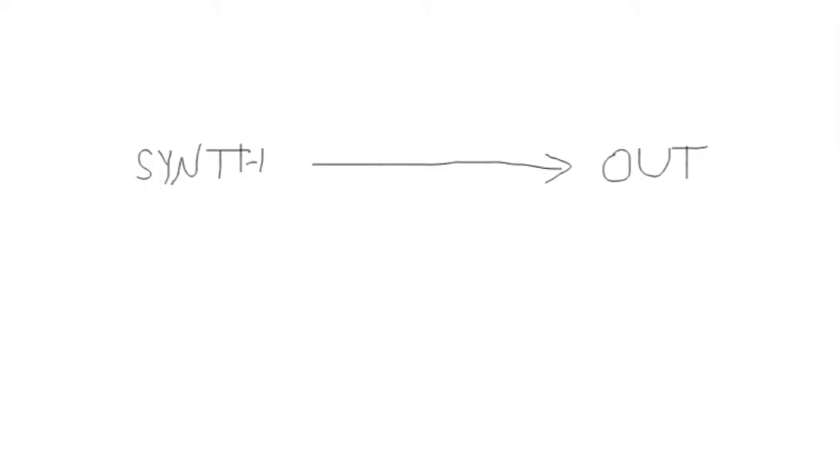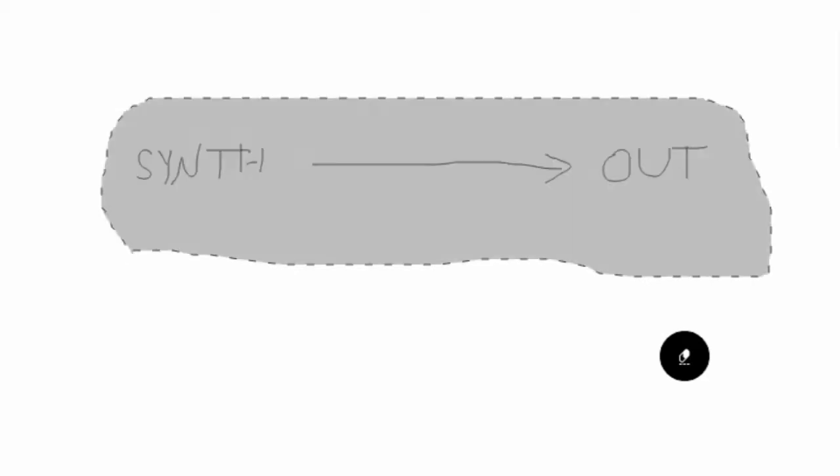Now I'll outline the general workflow of a synthesizer. Synth makes wave, sound comes out. The end. Thanks for watching. Alright, so there's more to it than that. The general workflow would be something like this.